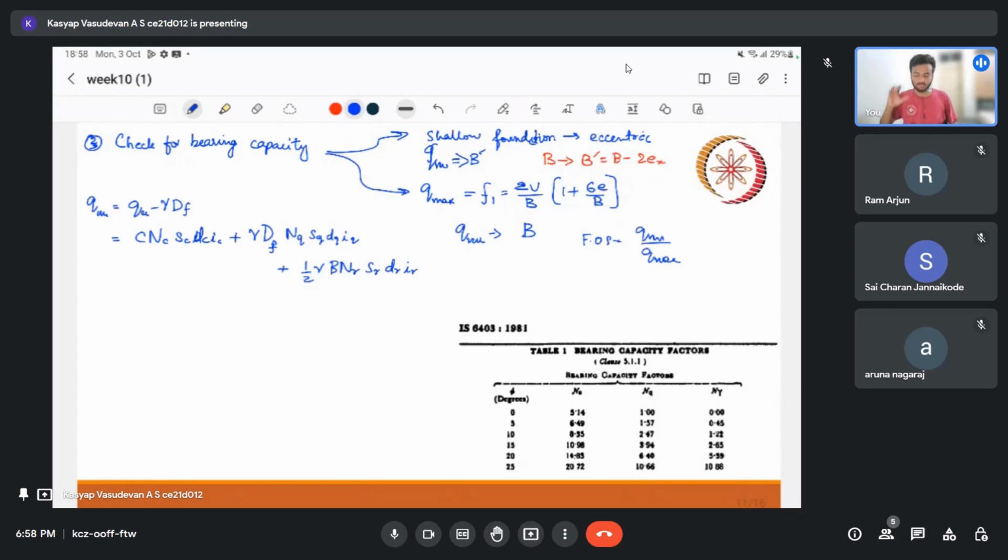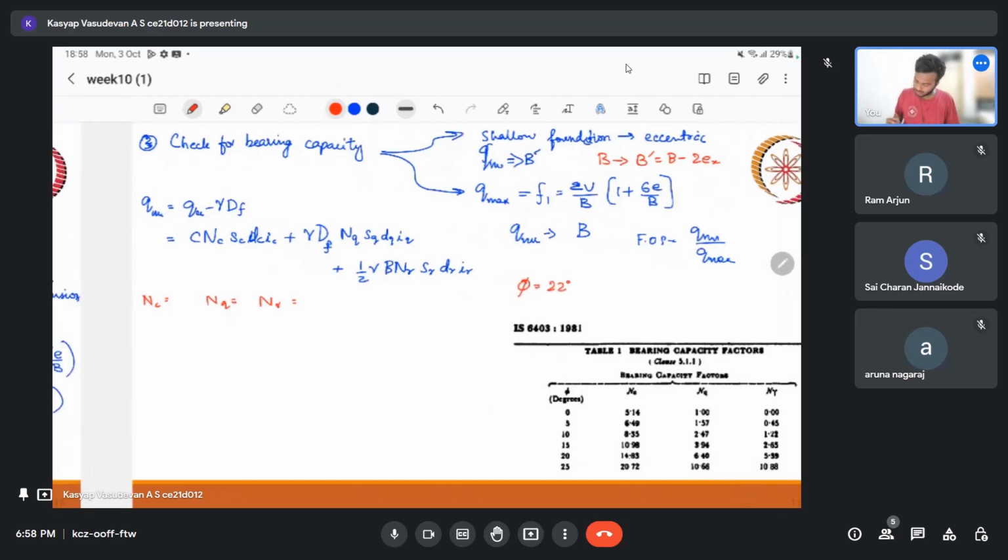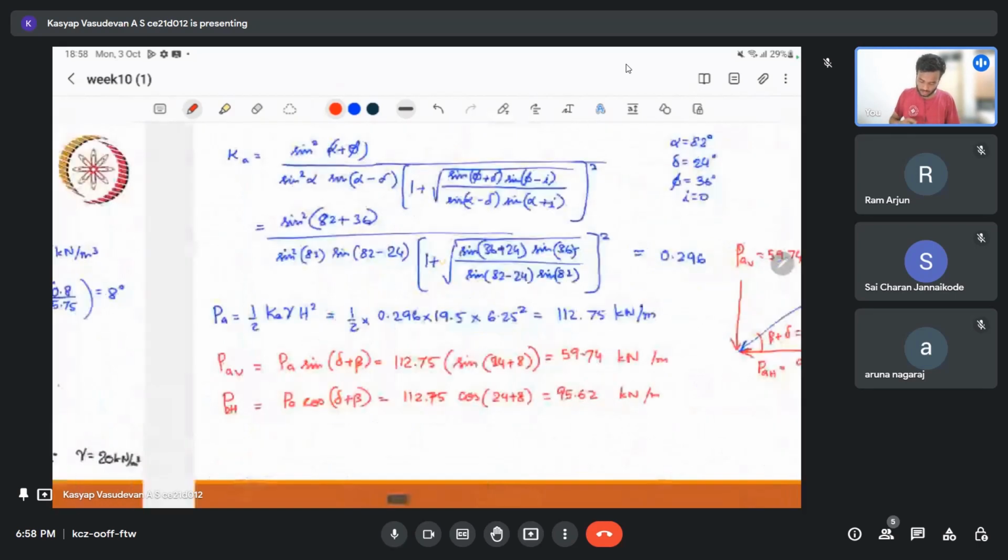Before that, I need to emphasize that we are dealing with bearing capacity, so we have to use our subsoil properties, the soil which is near the base. First of all, let me find this N_c, N_q, and N_gamma. I can get it from my IS code or Meyerhof table, whichever is available. Our particular phi value is 22 degrees for the base properties.